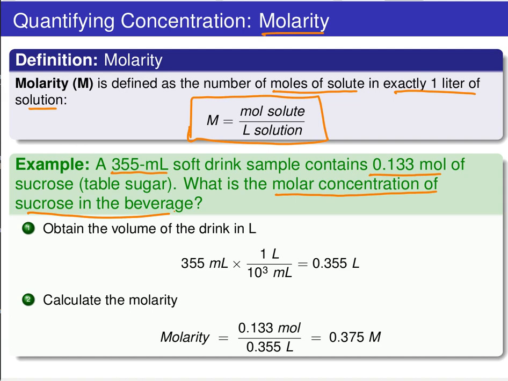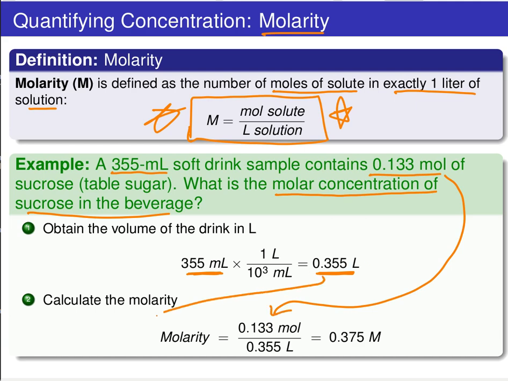So the first step is going to be to basically get our problem in the units of molarity given above, moles and liters. We're given a volume in milliliters, so we're going to divide by 1,000 to get that volume of soft drink in liters. Then we can calculate the molarity by just directly applying this equation that's given above. We have moles given in the problem right up top, and our liters that we just calculated right on bottom. Carry out that division, and we arrive at a final answer of 0.375 molar.